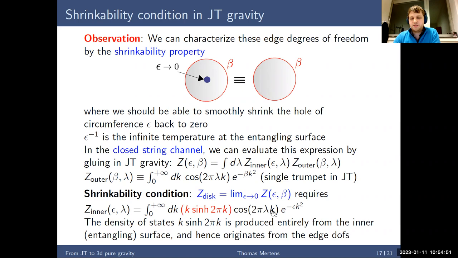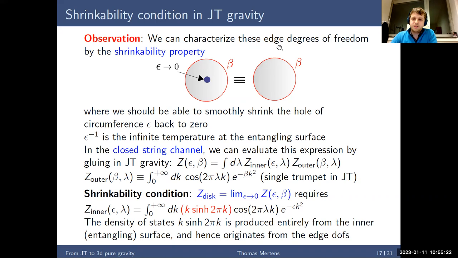So the entire measure that we have in JT gravity, times the cosine 2 pi lambda K, times this exponential factor here. And now, you can check that if you take this formula and this outer formula and you do the integral over lambda, the integral of cosine times cosine just produces a delta function that says their K labels are equal. And you just find the JT disk partition function if you take epsilon to go to zero, which removes this piece as well. So you can see that gluing this inner and outer piece together in the limit epsilon goes to zero produces the full disk partition function again.